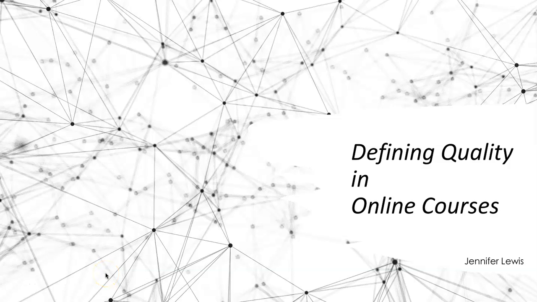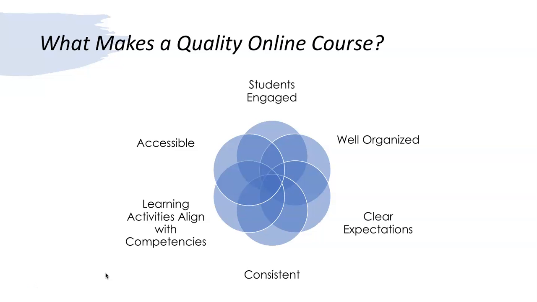Today we'll be talking about how we define quality in online courses. As we've talked about before, quality online courses are always going to have the things that we have here. They're very well organized, they have very clear expectations for the students, there's consistent formatting and organization. The courses are going to be accessible. So that includes all the content, all the learning technologies are going to be accessible to your students.